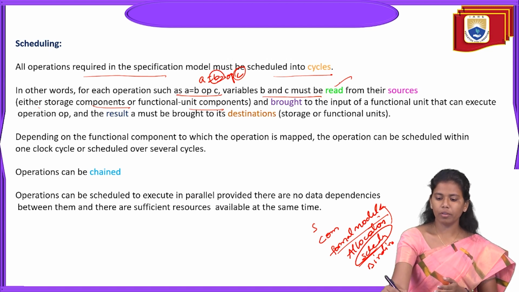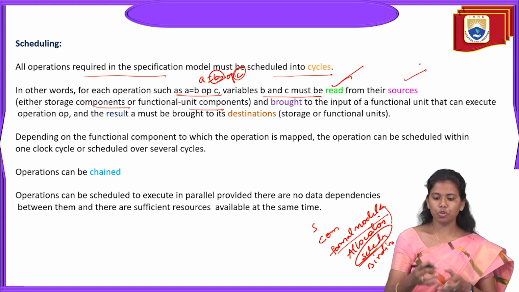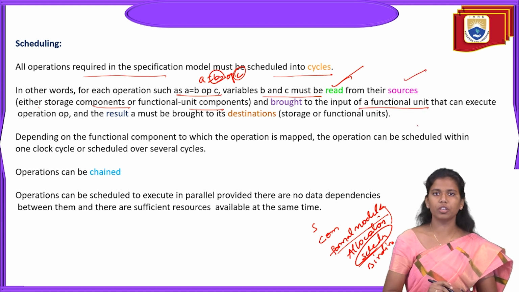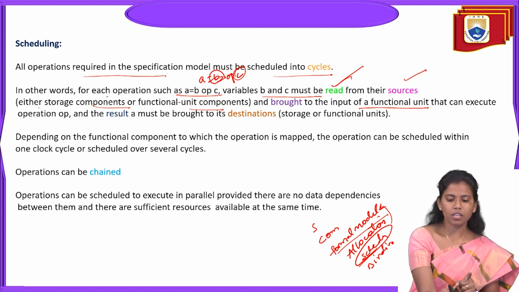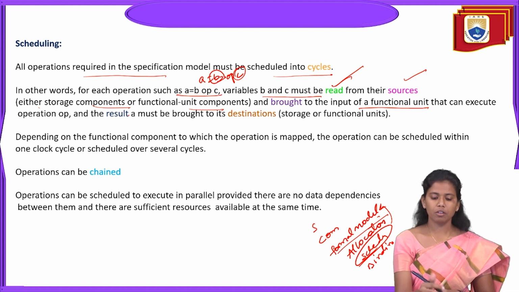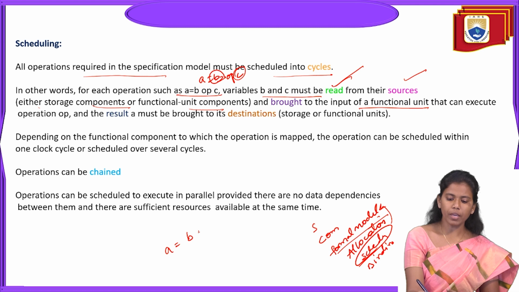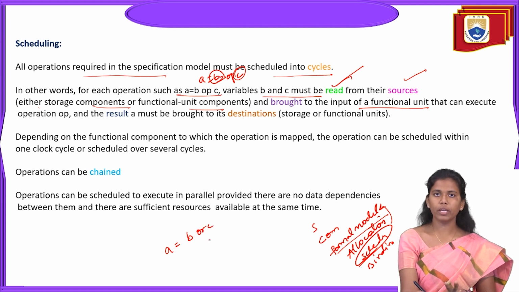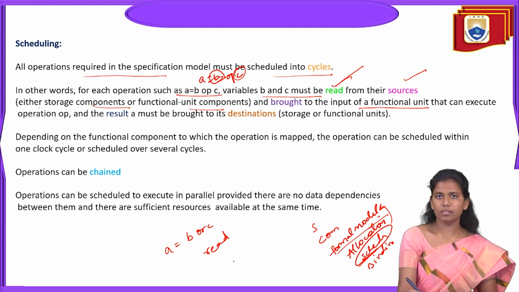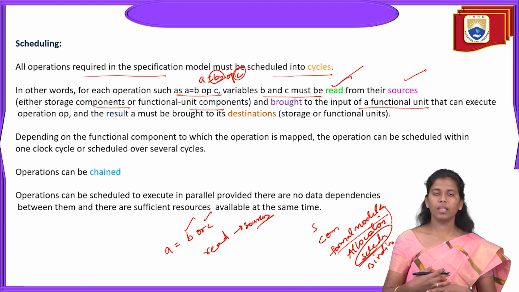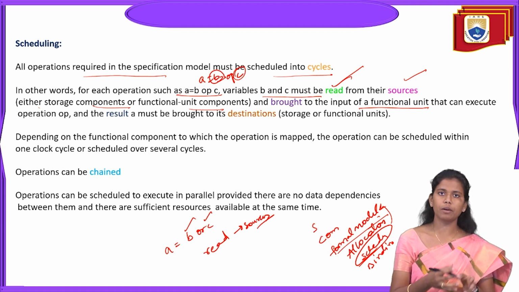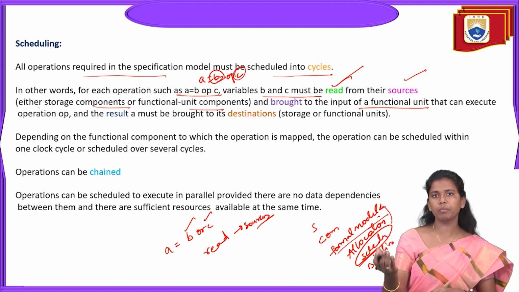And after reading from the sources, they need to be brought to the input of a functional unit. So first and foremost, if you want to execute some operation, for example here A = B op C, the first thing is you need to read it. B and C are the inputs, right? So you have to read them from the sources. B should come from one source and C should come from a different source.